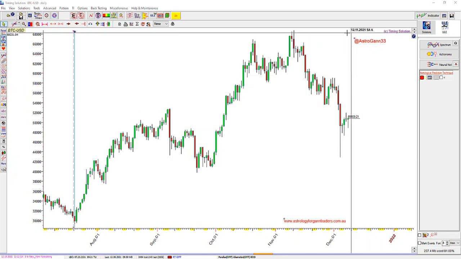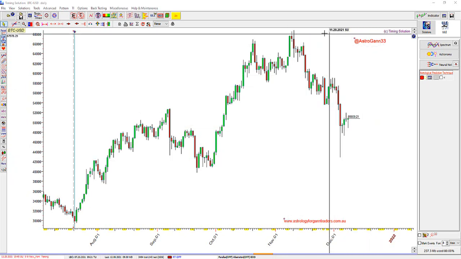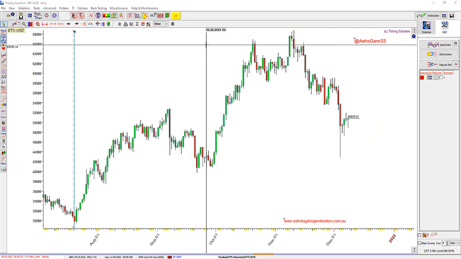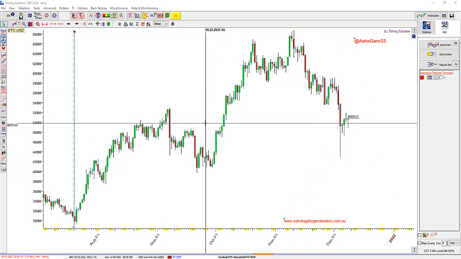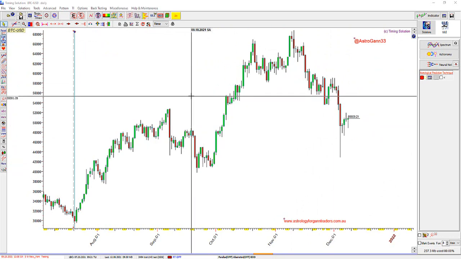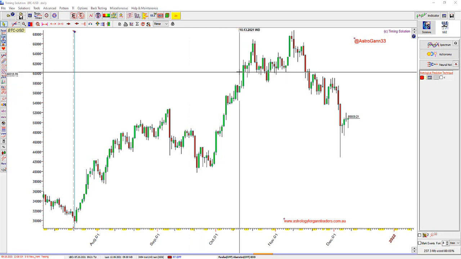I'm using Timing Solution, one of the software I use. I use quite a few, but this has got lots of tools that other software don't. Each software has its pros and cons, and I've been using Timing Solution for a long time, and there are lots of amazing tools in there. This is one of them, and it's an easy way for me to show people who are a little bit skeptical about what you can do with astrology and trading, and also how amazing it is just watching it every day. So we've got a tool here.